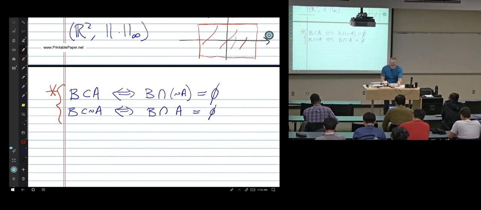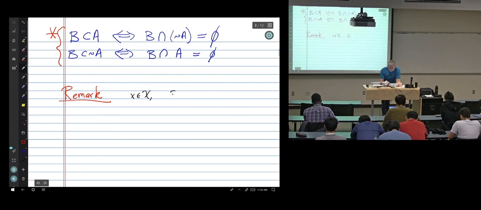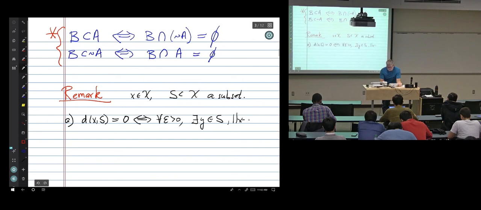So now let's go back to our distance. Okay, so we have x in X, and S contained in X, a subset. As we just said, distance from x to S equals zero if and only if for every epsilon greater than zero, there exists a y in S, norm x minus y, strictly less than epsilon.